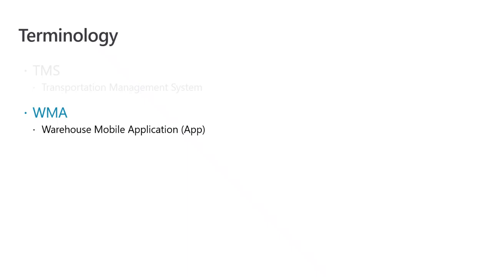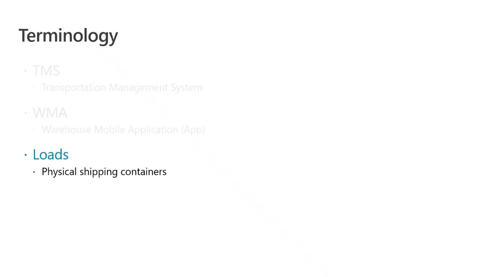The next acronym you may hear is WMA, and that stands for our Warehouse Mobile Application. You may also hear this referred to as the Warehouse App or mobile device or simply just app. And this is the application that you download from the Windows Store onto any Android or Windows 10 device to complete transactions in warehouse management and select transactions in transportation management as well. And then it interacts in real time with the Dynamics 365 back office system.